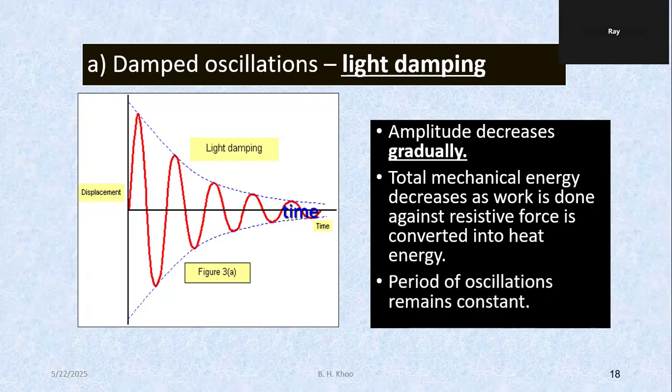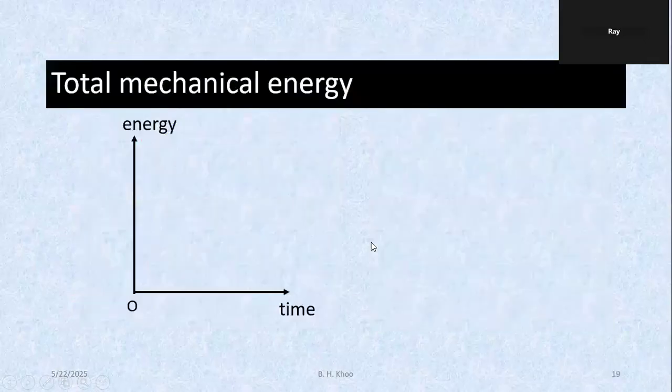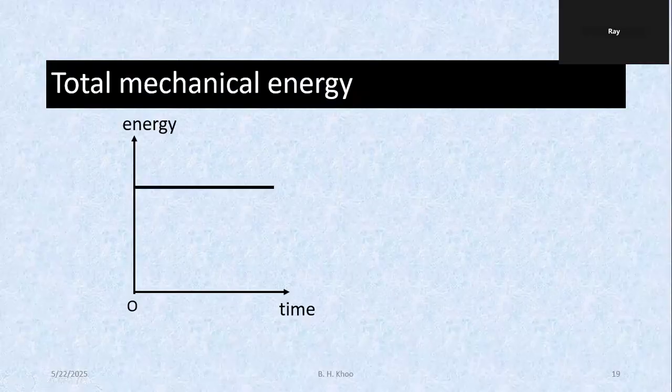Period of oscillation remains constant. Right? That's the period of oscillation. That instant period of oscillation doesn't change. It's still the same. It's only the amplitude that decreases. Right? This curve is exponential. Total mechanical energy for SHM is a horizontal line.